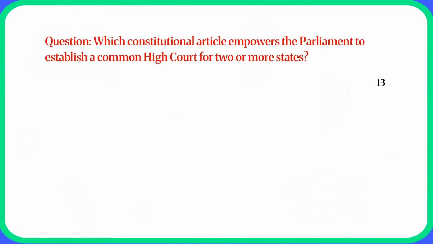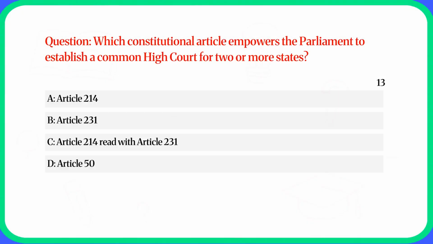Question: which constitutional article empowers the Parliament to establish a common high court for two or more states? Answer: C. Article 214, read with Article 231.